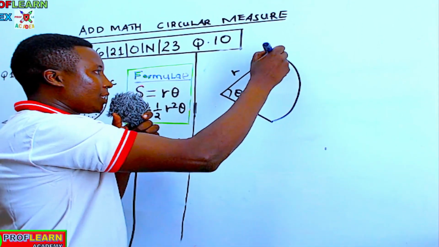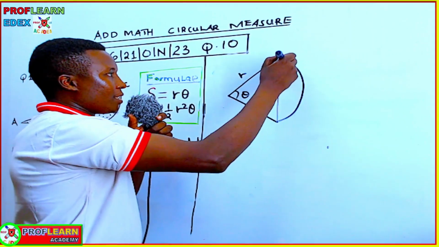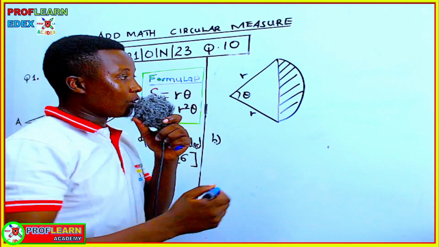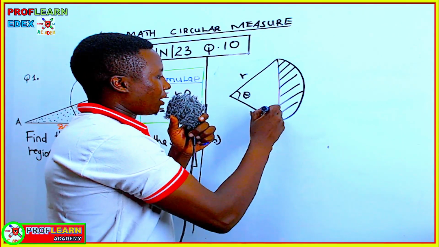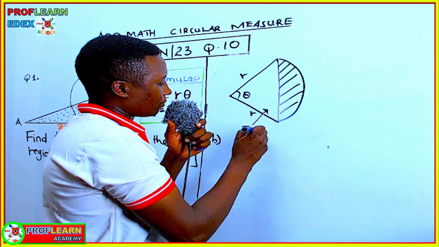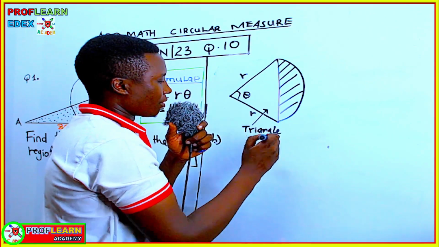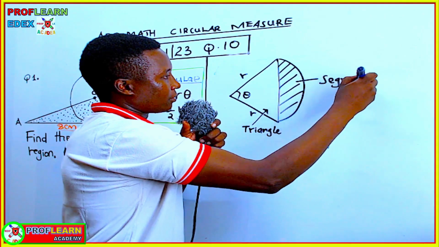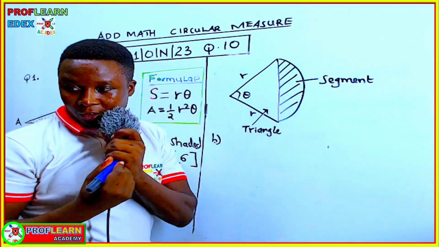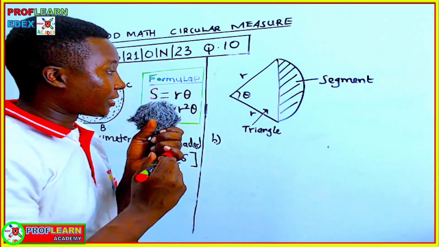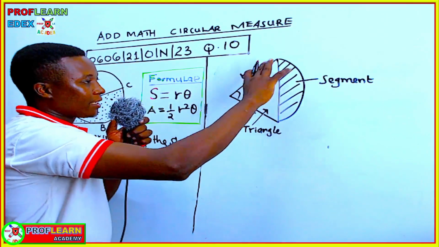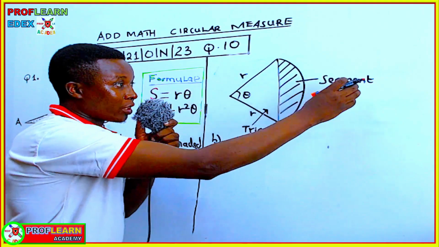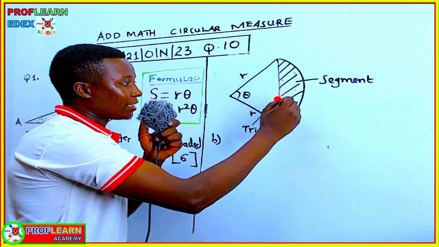But now suppose this part is subdivided, in that you are expected to work out the area of the shaded part. You need to remember that this part that we have here is actually a triangle, and this part that we have here is called a segment. So for you to work out the area of a segment, you need to work out the area of the entire sector, and then you subtract the area of the triangle so that you can remain with this part that is shaded here.